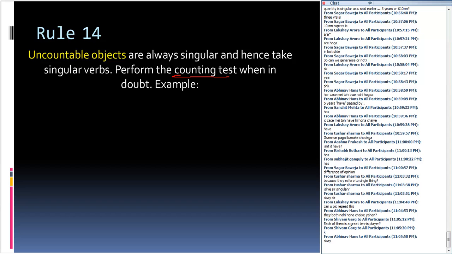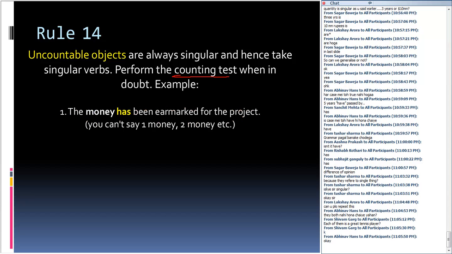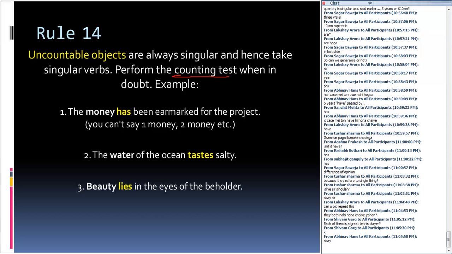So the question is, if something is uncountable, then it is always singular and that is why you should use singular verbs. For example, the money has been earmarked for the project. The money has been earmarked नहीं होना चाहिए. The water of the ocean tastes salty. Similarly, beauty lies in the eyes of the beholder. All uncountable objects, beauty, water, money, information. Information has been disseminated. Information has been disseminated नहीं होना चाहिए.